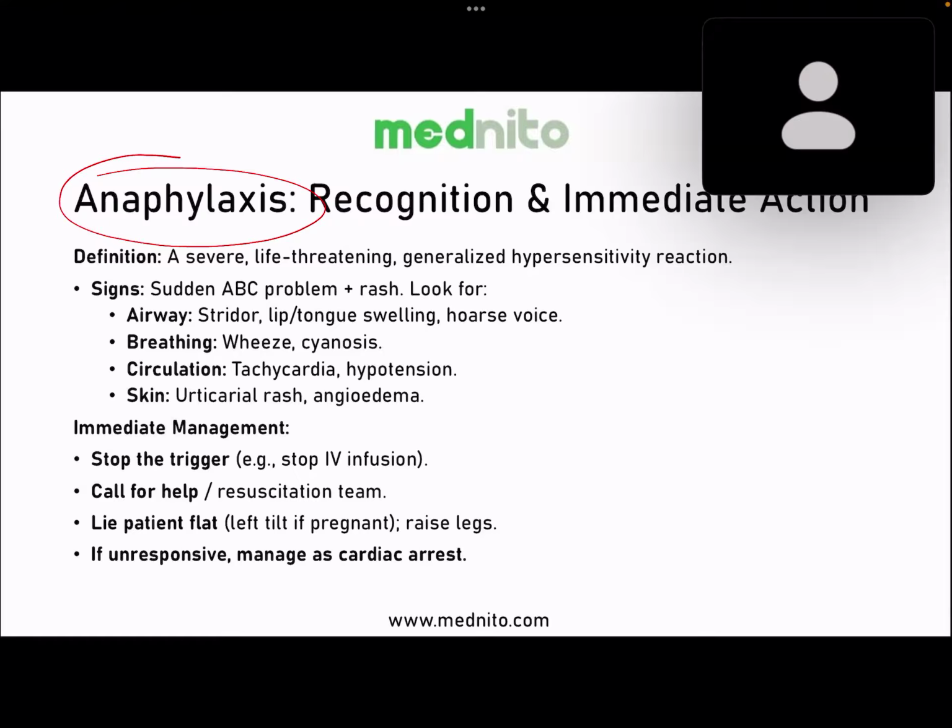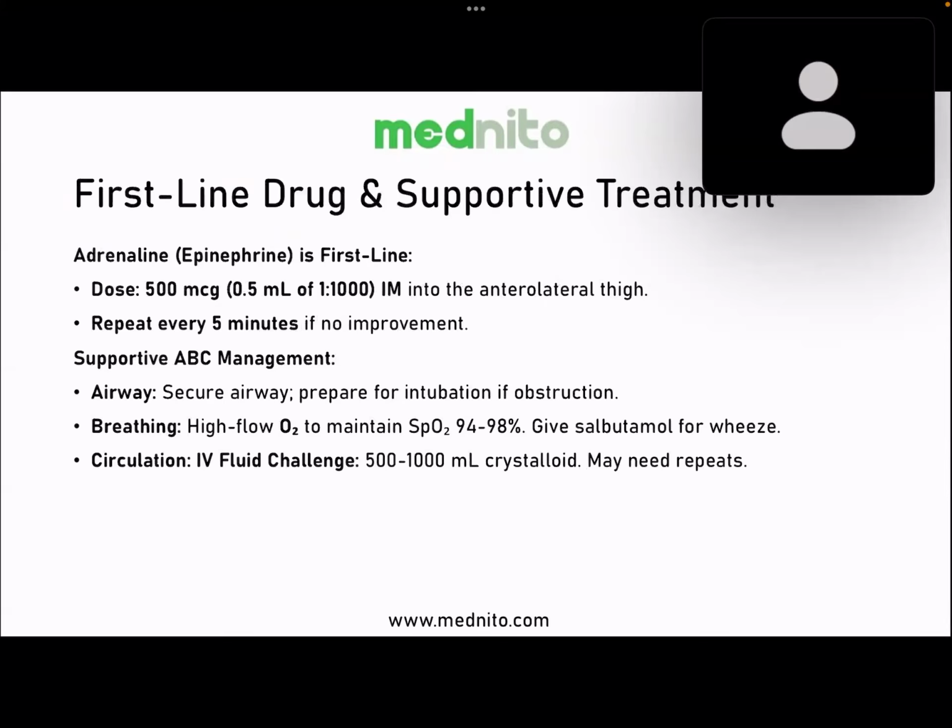Very important, the examiner will tell you that the patient has got stridor, lip swelling, hoarse voice with tachycardia, hypotension, rash, angioedema. You'll have to think of anaphylaxis, please. First most important thing is to drop the triggers for anaphylaxis. You will have to make sure that IM adrenaline is given. Remember, before transferring the patient to ITU, it is 2 doses of intramuscular adrenaline that need to be given for the treatment of anaphylaxis, please.